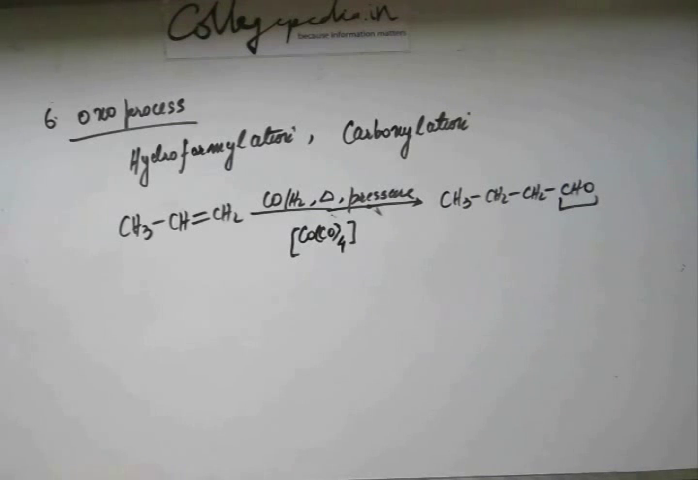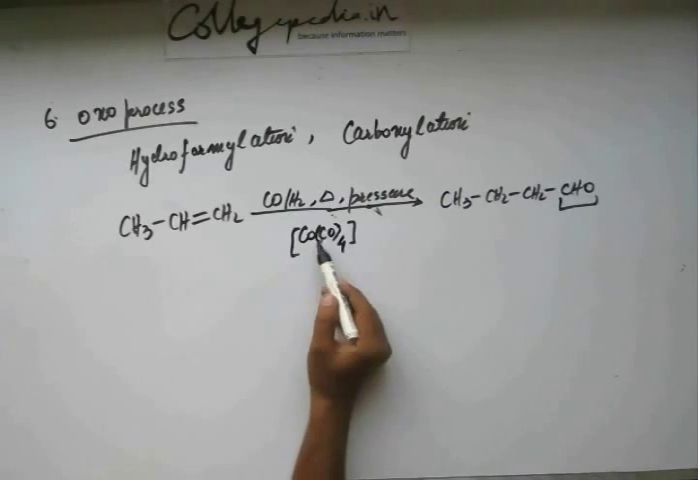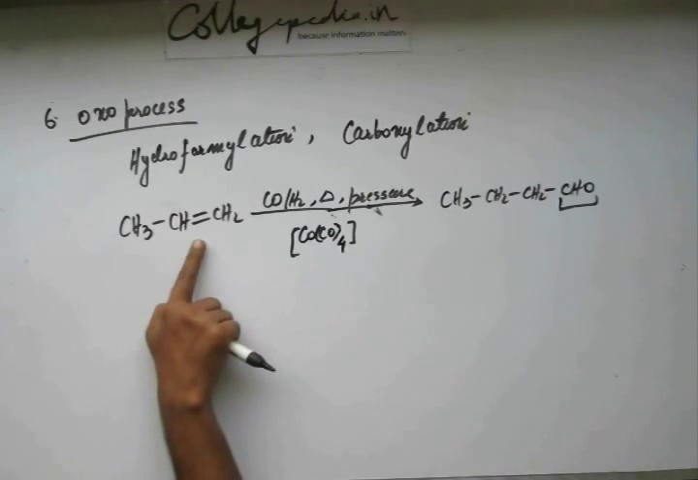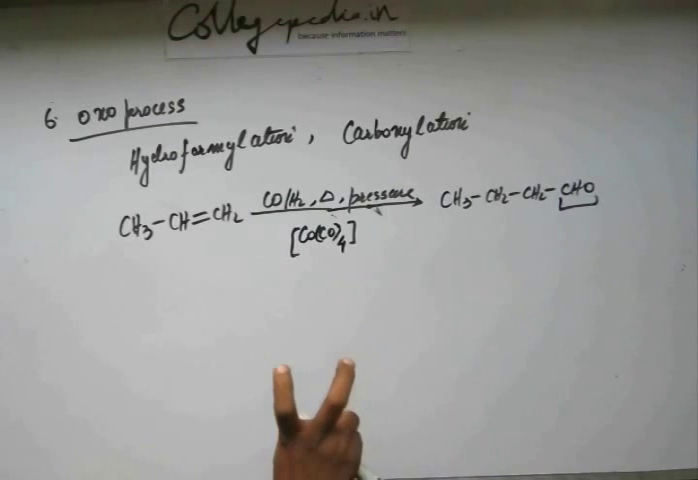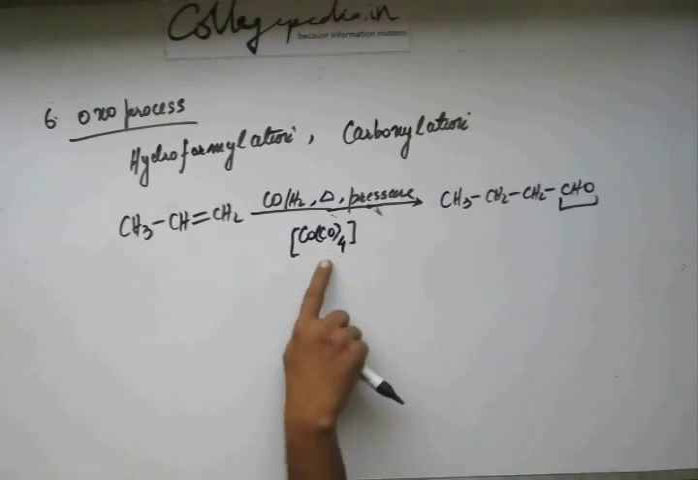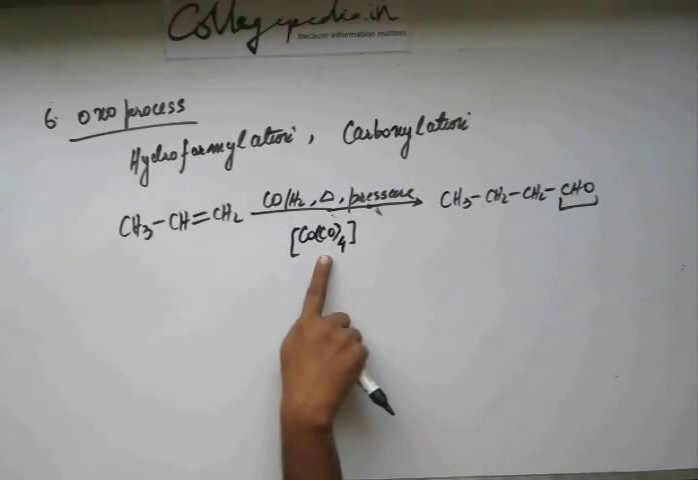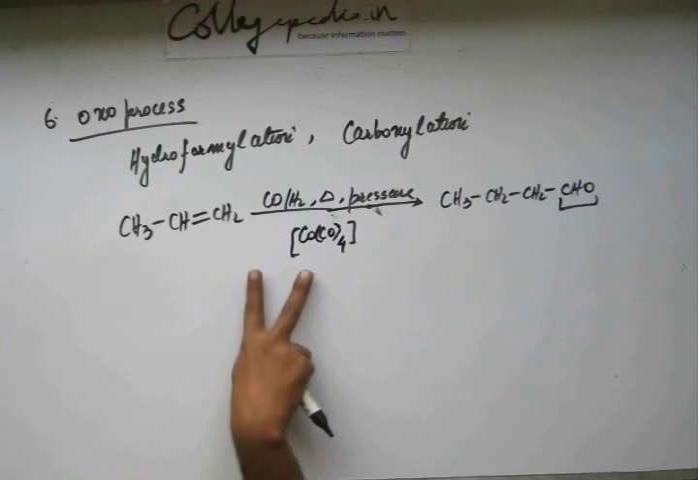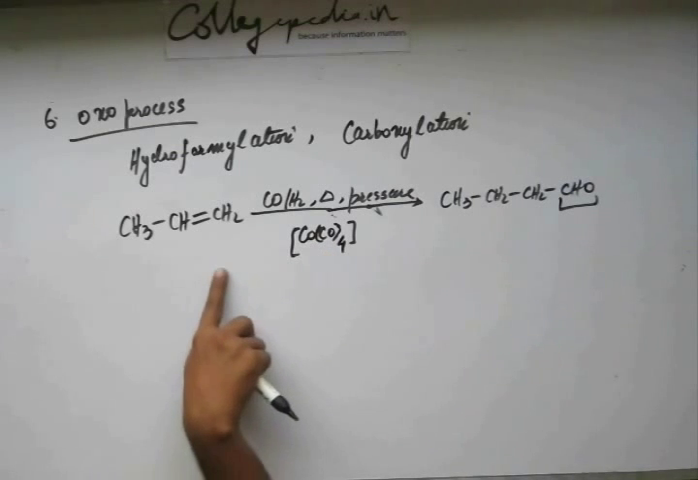So I'm not going to tell you the whole mechanism of this, but what happens is this is a complex, and this is a complex. So this alkene gets added on this complex, and one of the carbonyl groups comes out of the complex and gets added on the alkene. And the carbonyl that we have induced in high pressure comes into the complex when a carbonyl comes out of it.